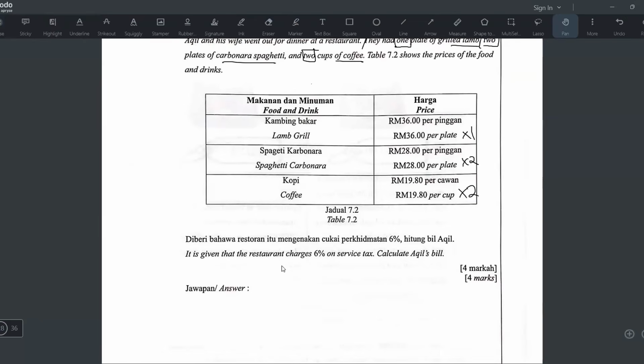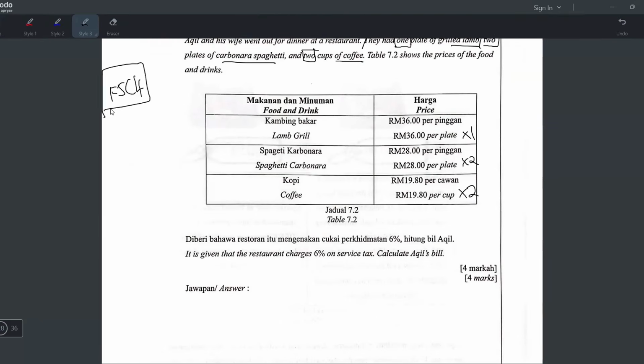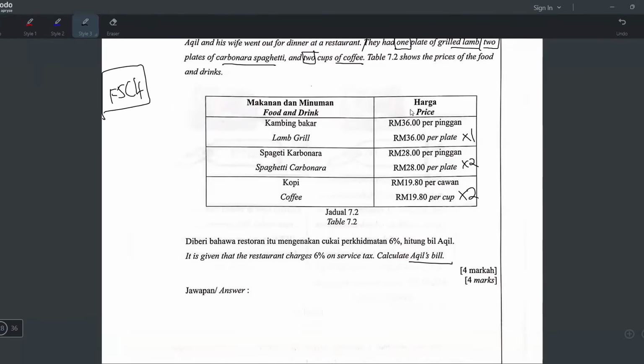Now it is given that the restaurant charges 6% service tax. Calculate the bill. This is definitely from Form 5 Chapter 4, under tax, and it's under service tax. You have to be careful. Sometimes they ask you to find the service tax amount, but sometimes they ask you to find the total amount including the tax. For this case, they want Akil's bill, which means the total including the tax. So what you can do is find out the total price first.